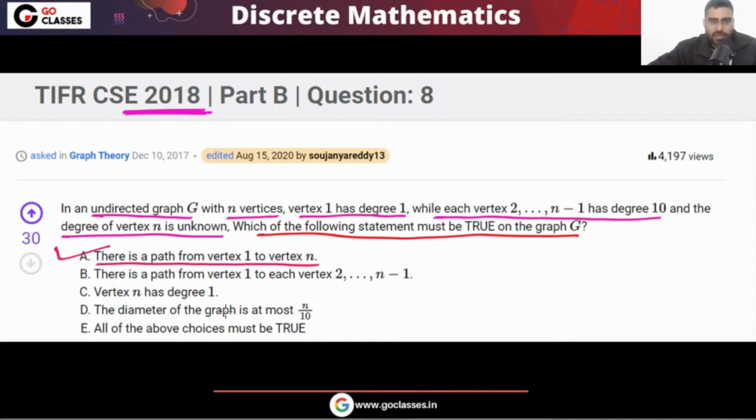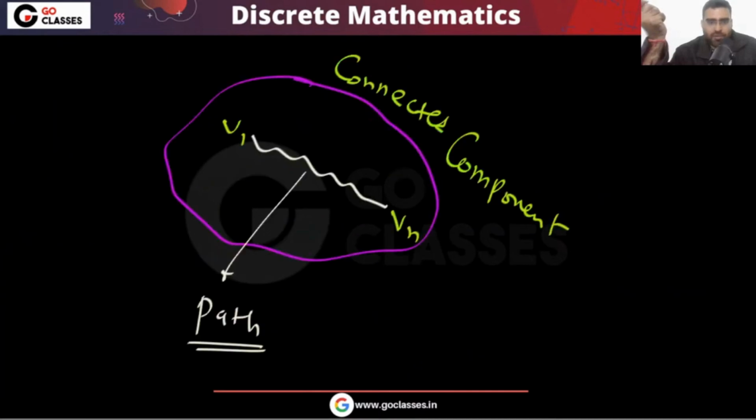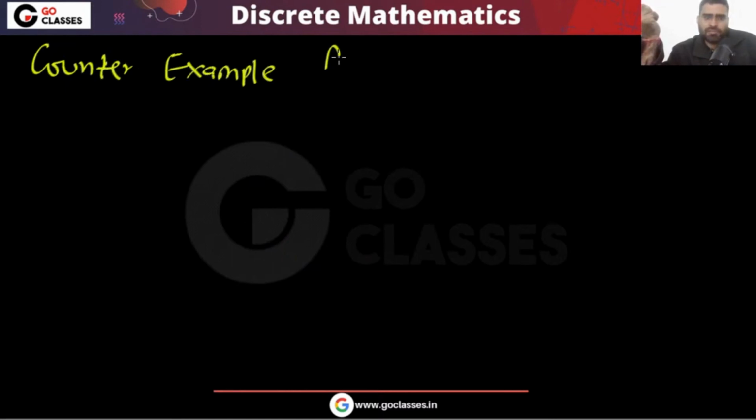The remaining options are actually wrong. You can create counter examples for the remaining options very easily. Let's see option B. What is option B saying? This is saying that there is a path from vertex 1 to each vertex. This is not necessary. For example, let's take a counter example for option B.